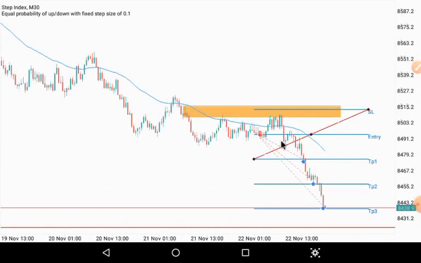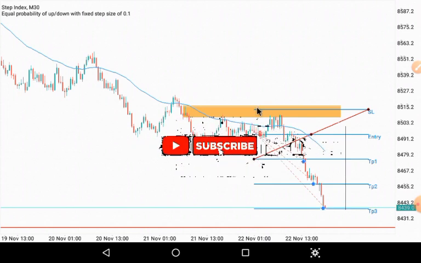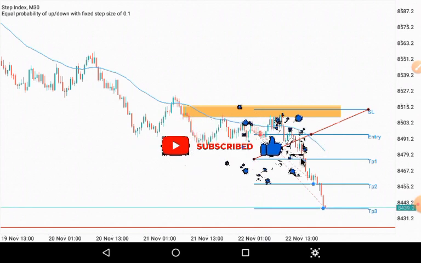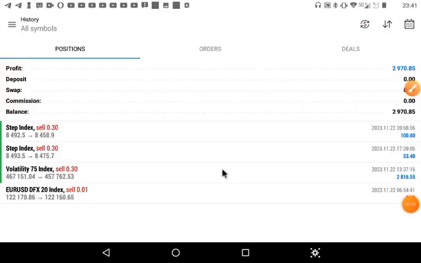So this was my entry. You can see this was my entry here, and then this was my stop loss here, and then this was my first take profit, as you can see it being labeled here. This is my second take profit, and this is my third take profit. Guys, this is so sweet.